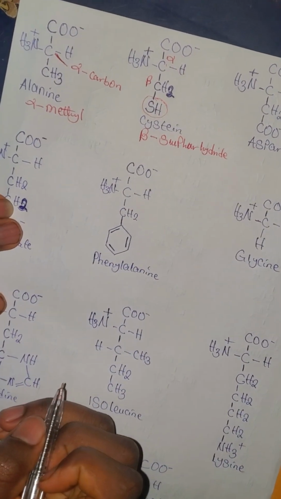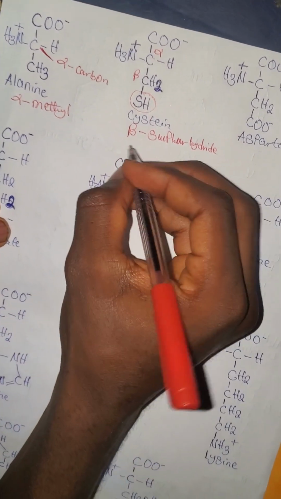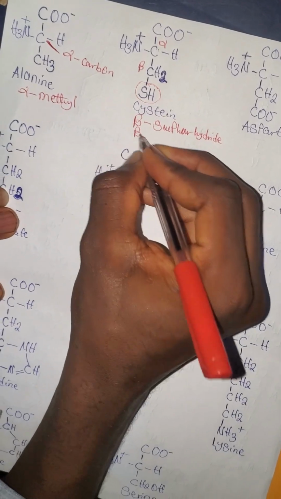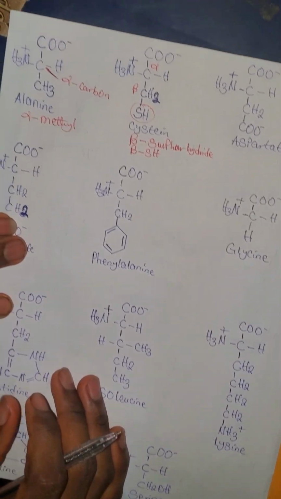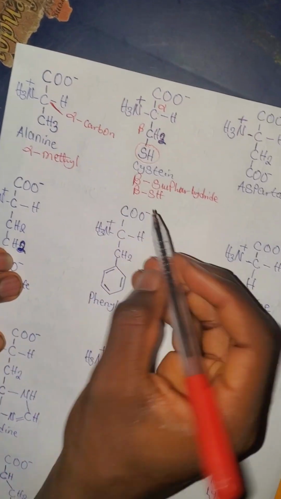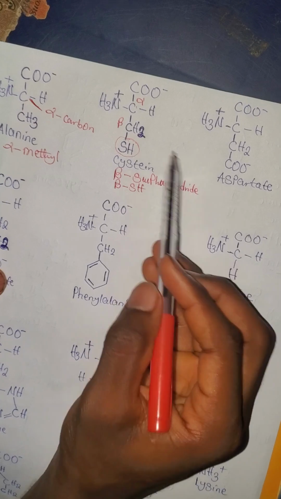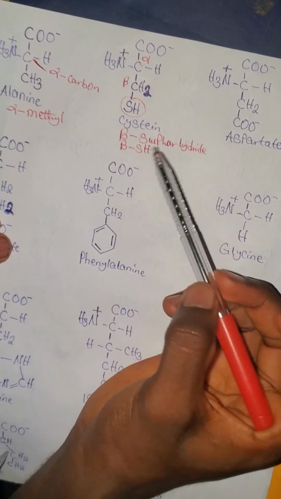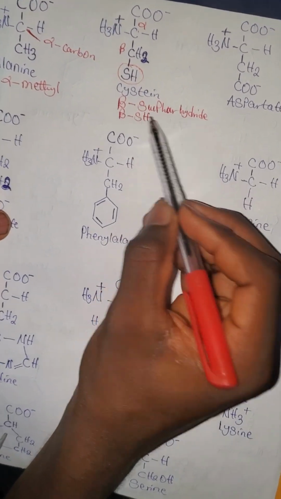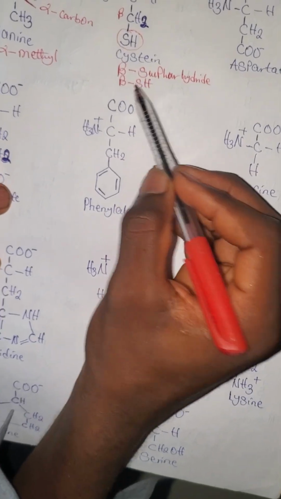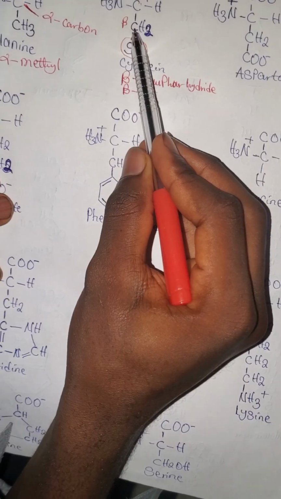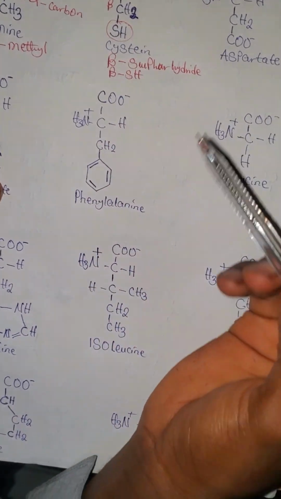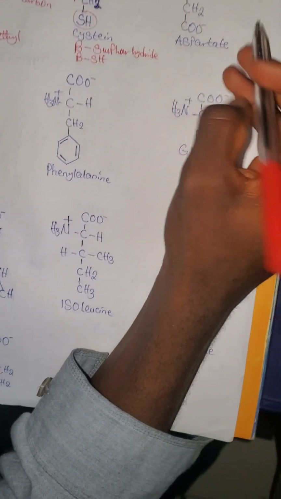Sulfur hydride. I hope you can get it, or better still, you can just shorten it to be beta SH in a more simple sense. Okay, all right. So with this now, you can easily recall the structure of your cysteine. It's having a sulfur hydride, SH, attached to the beta carbon. Are you getting it? So that is how to easily recall it.